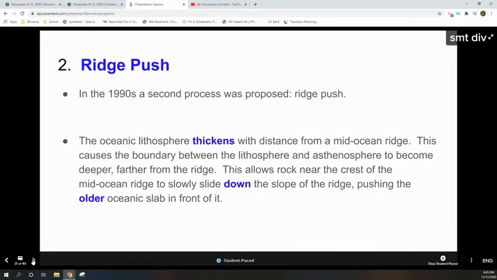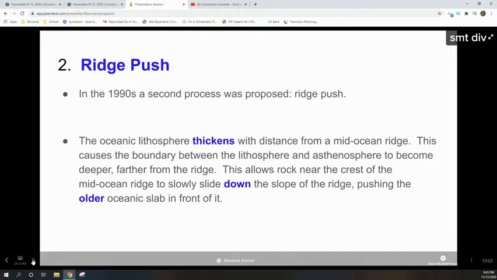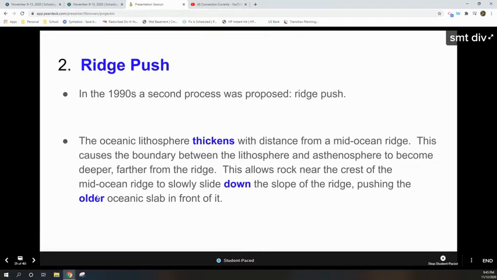Moving on. The second proposal of how the plates move is something called ridge push. This one's a little bit more complicated to explain. Ironically, this is a newer idea, a newer piece of evidence that occurred. When I say newer, it's the 1990s. It's not easy to come up with new evidence, so this is pretty recent when it comes to science proposals in terms of evidence.